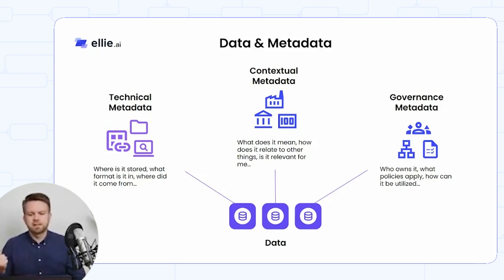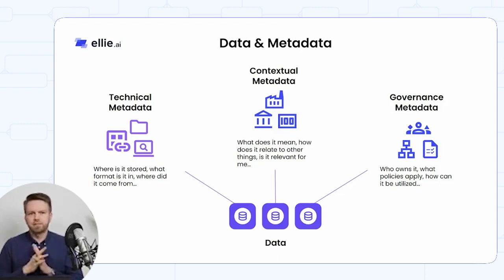On the right-hand side, we have governance metadata. Now, governance metadata is, of course, the obvious thing that you want to do when you implement a data catalog. You really want to be able to document who owns the data, what sorts of rules and policies apply, what you can do with the data, what you can't do with the data, and how you access the data, for example. So these are related to ways of using the data and the rules and policies around that.